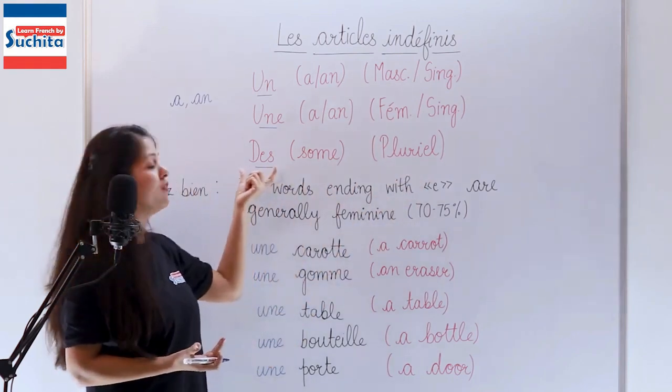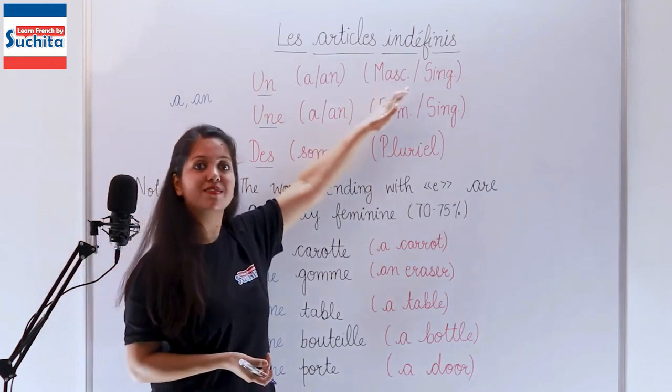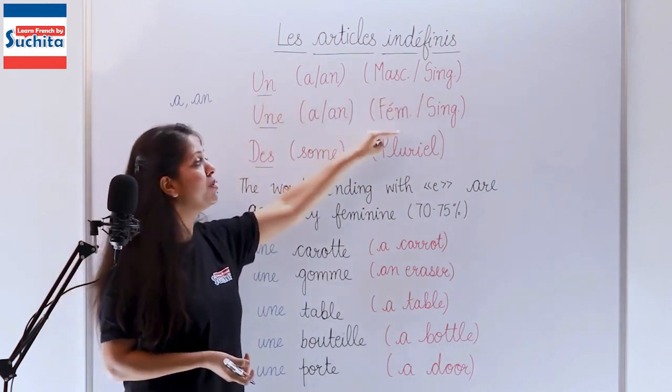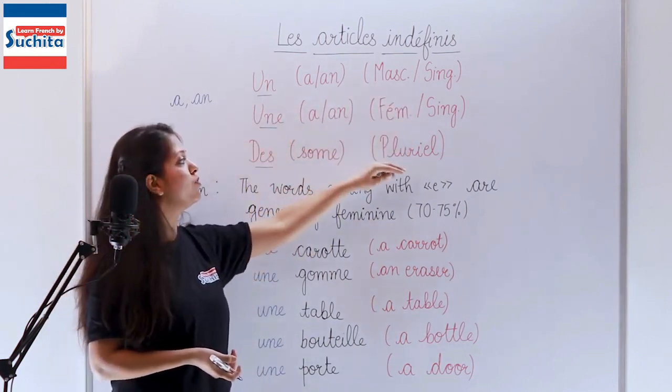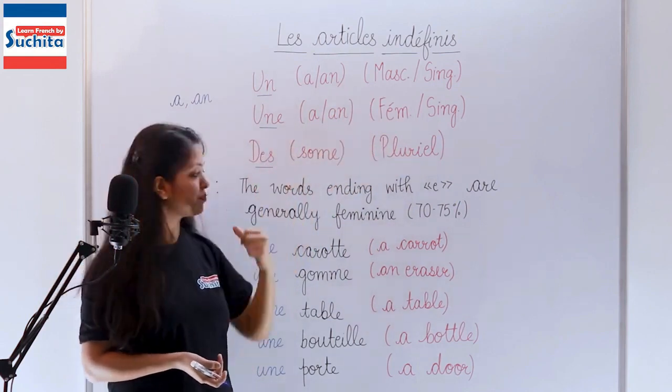If it is plural, you will always put des. If it is masculine singular, you put un. If it is feminine singular, you put une. And if it is plural, you put des.